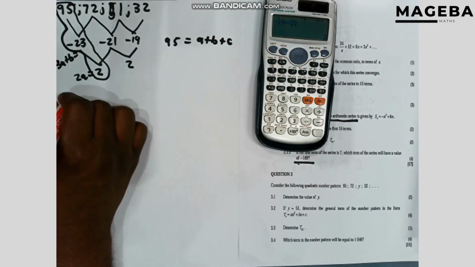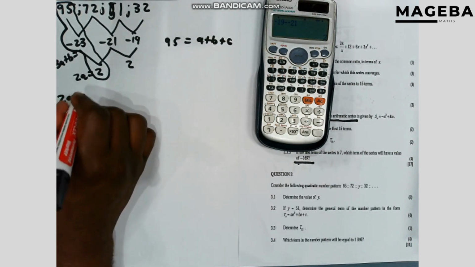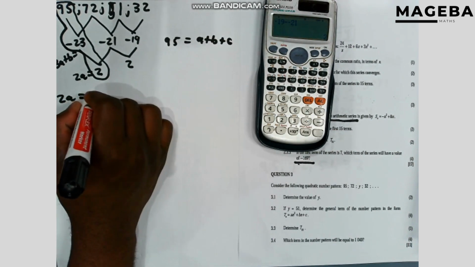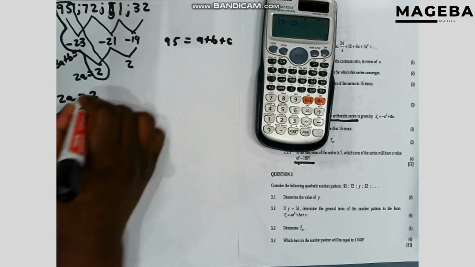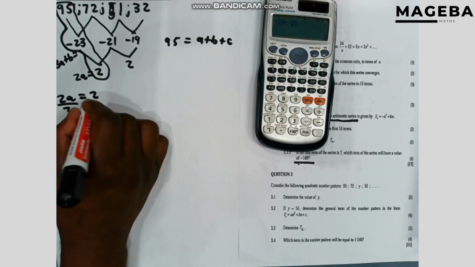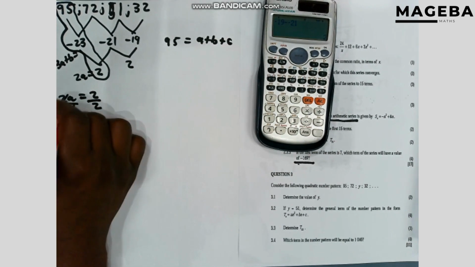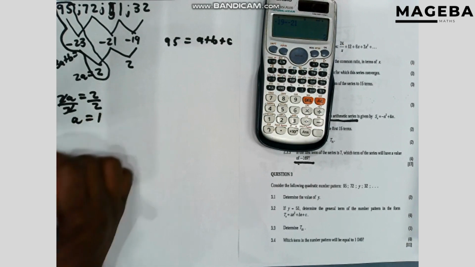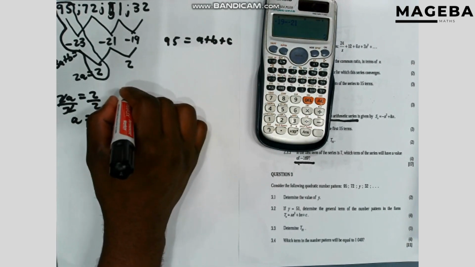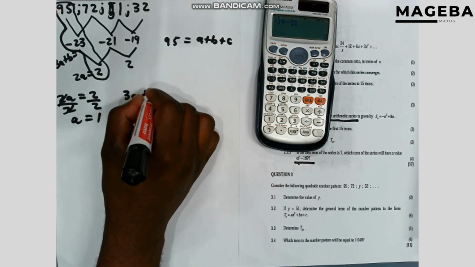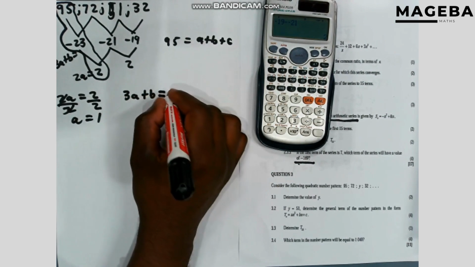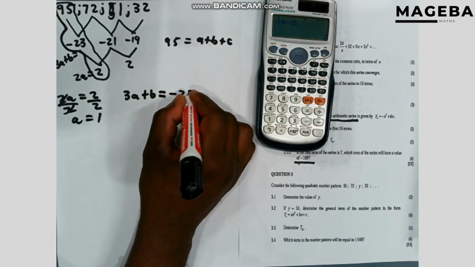So 2a, sorry about that, it's equal to 2, and then divide by 2, since we're looking for a, then our a is equal to 1. Then 3a plus b is equals to negative 23.